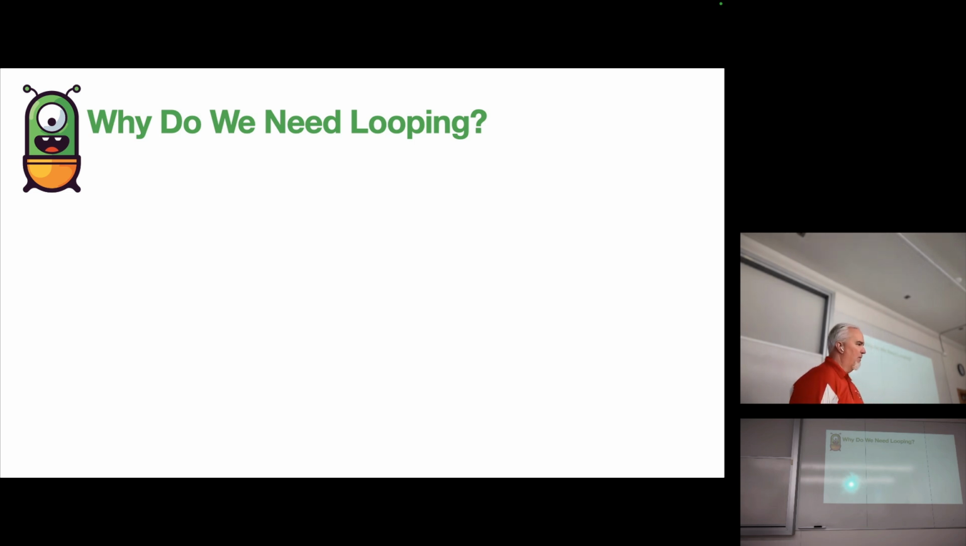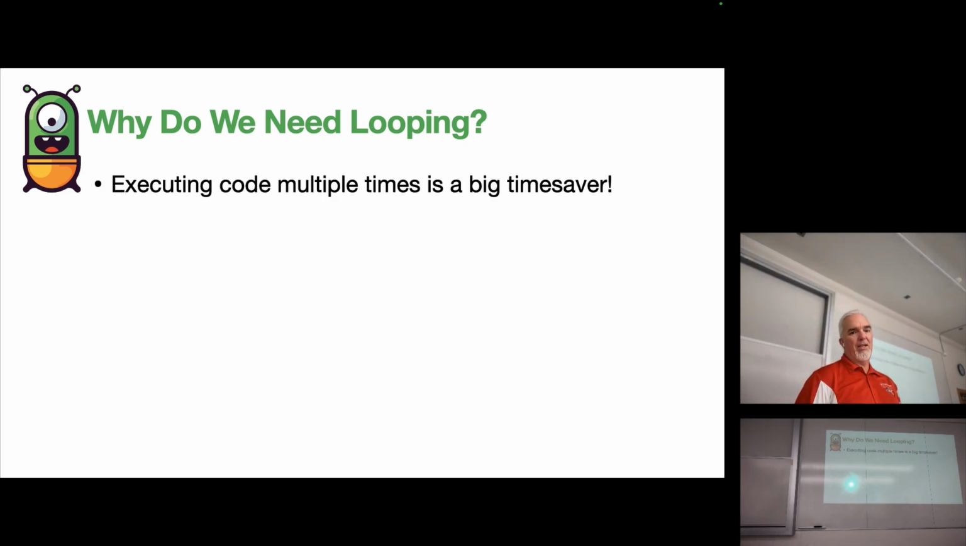So why do we need looping? Why is it useful for us in the programming sense? There are several reasons why we need looping. The first is that being able to execute code multiple times is a huge time saver. Think about it. If we wanted to do some action in our program 10 times, if we didn't have a loop, we would have to actually write that code or repeat that code 10 times in order to get that thing to happen 10 times.